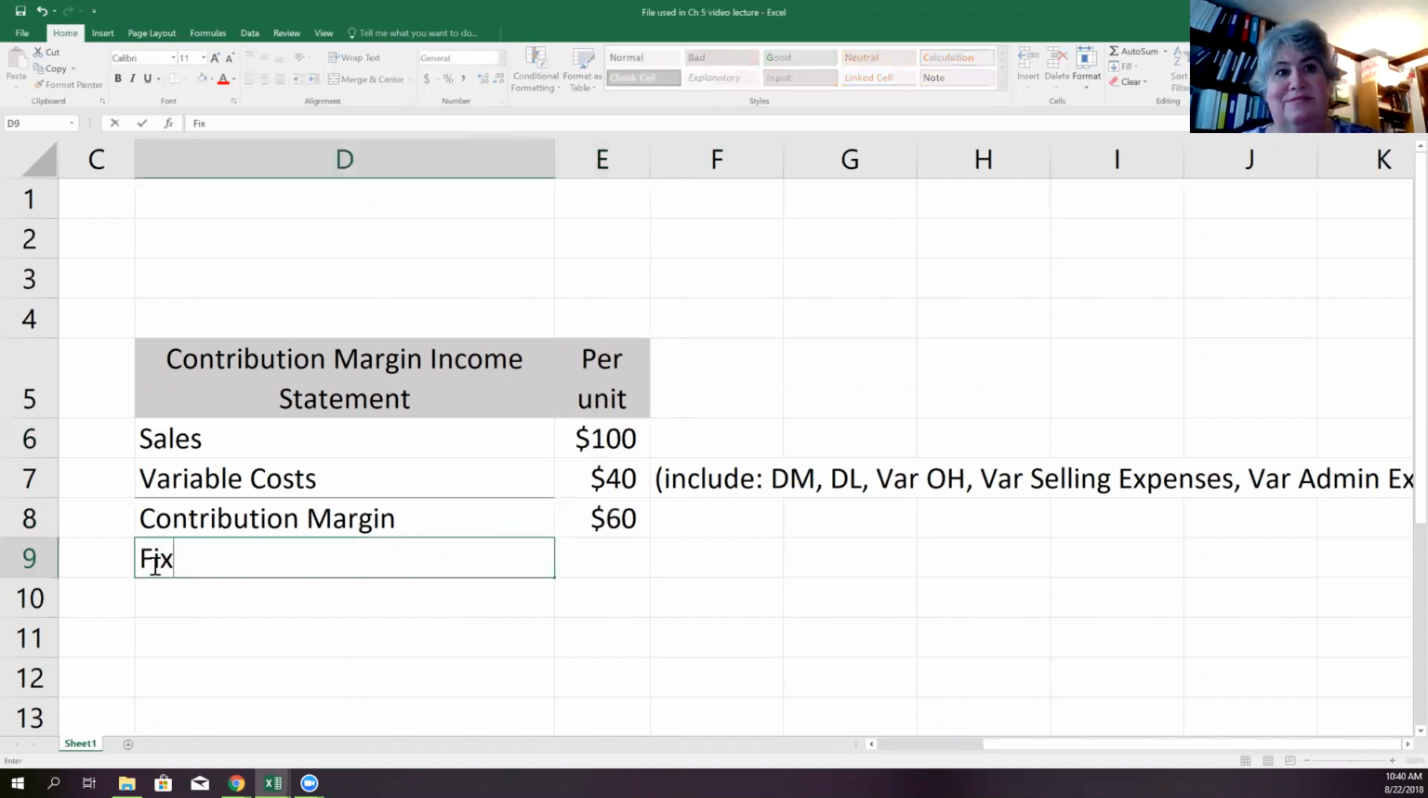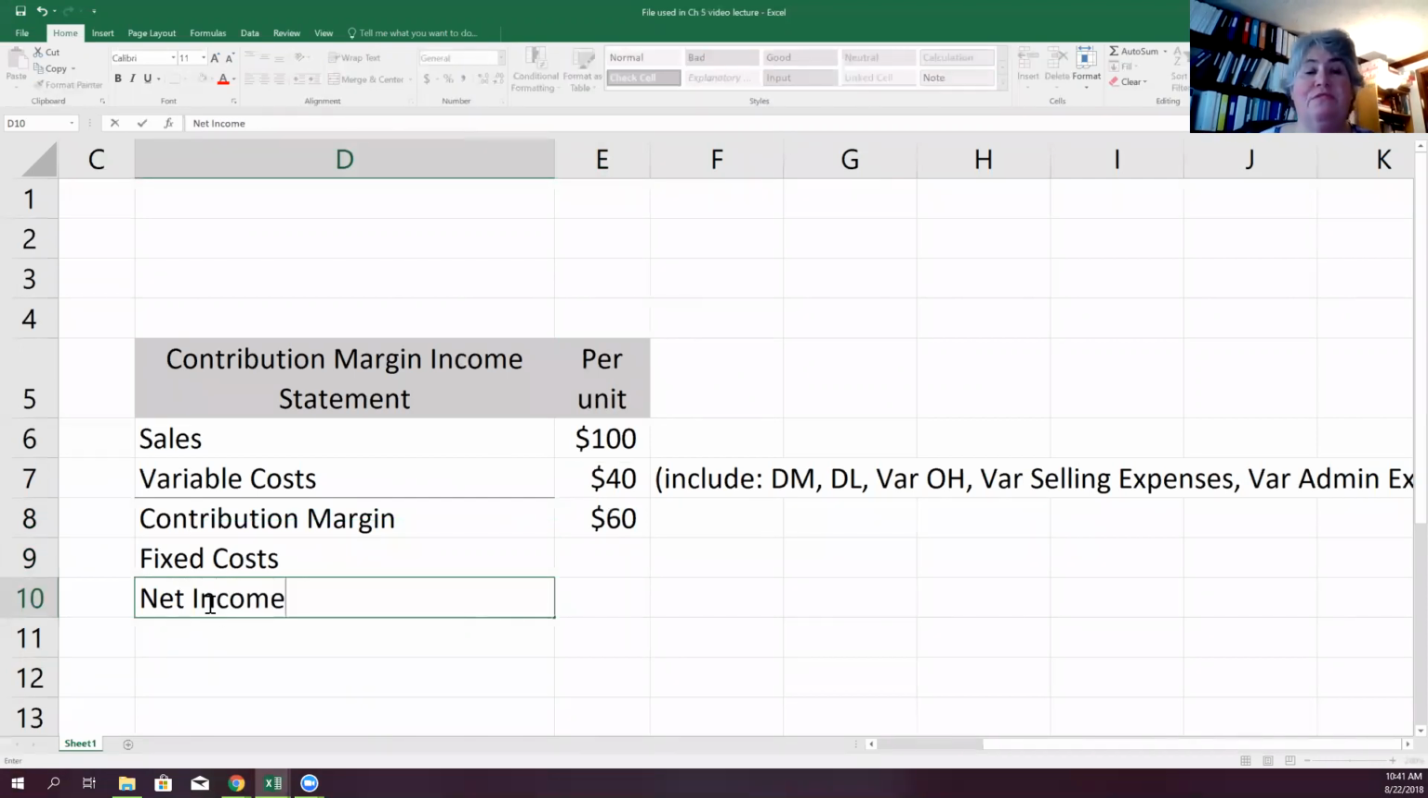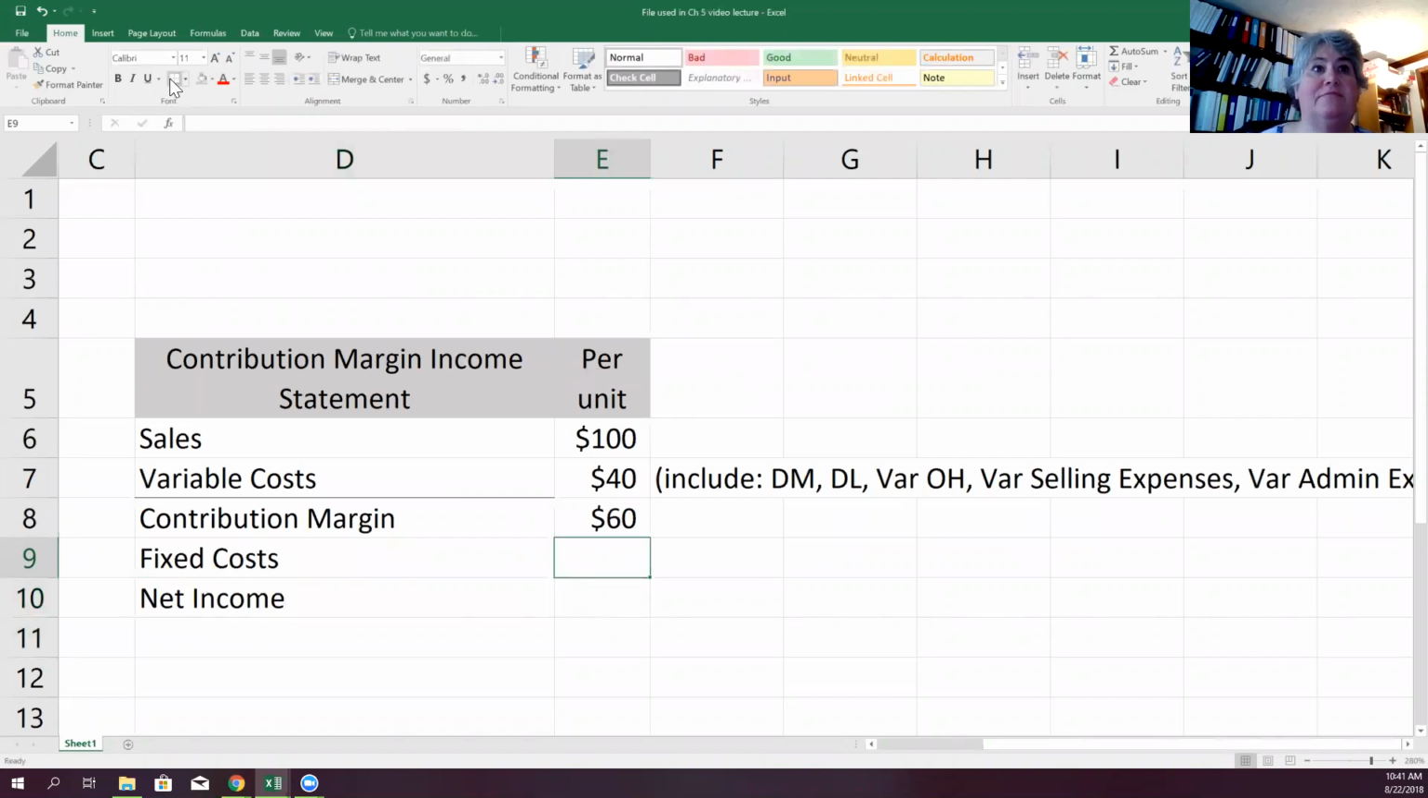Then we have to do all the fixed costs. And again, this is all the fixed costs. So it'd be the fixed overhead, the fixed selling expenses, the fixed administrative expenses. And these aren't in a per unit amount. If the contribution margin is big enough that there's money left over after you take away all the fixed costs, then you have net income.